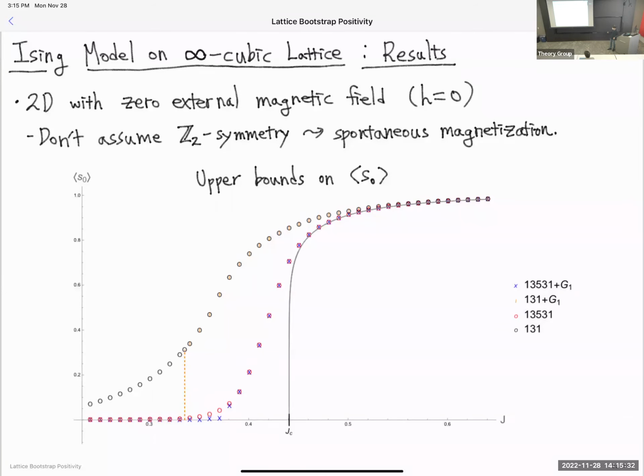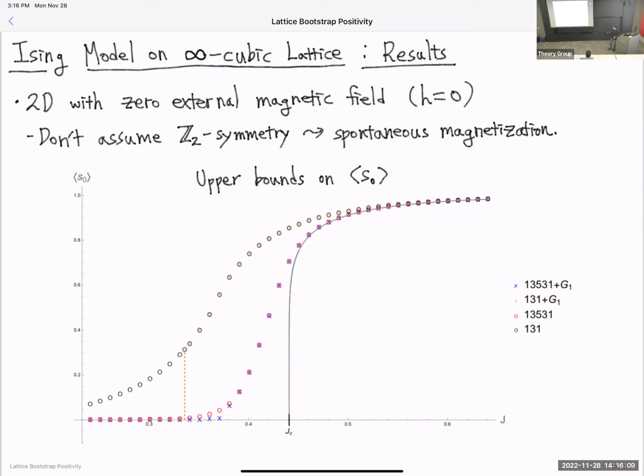Firstly, these black circles are the result coming just from the 131 diamond reflection positivities without imposing the first Griffiths inequality. As we impose the first Griffiths inequality on top of it, this upper bound actually drops exactly to 0 around here. This is exact 0. One can analytically show that the first Griffiths inequality together with the spin flip equation tells you that the upper bound on this value is exactly 0 below here. In a sense, the first Griffiths inequality together with the spin flip equation puts the lower bound on the critical coupling.